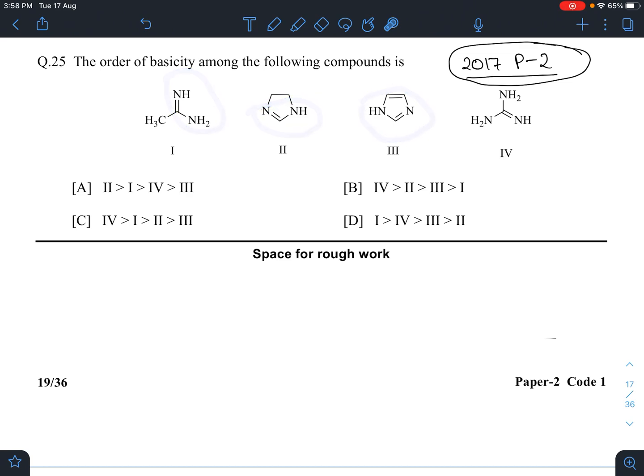So, what is the general way of looking at the basic strength? There are a few points that you should keep in mind. A localized lone pair, meaning the lone pair which is fixed at a point, has more tendency to donate. The one which is delocalized has less. So, the first thing that you should figure out over here is, out of these two nitrogens which are present, which one is fixed.